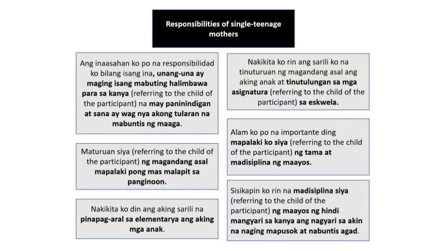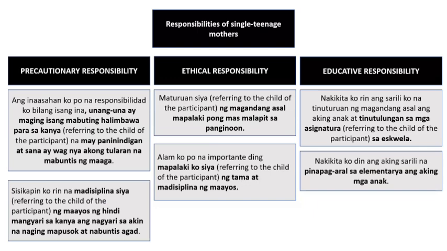Another one would be this one. These statements are all referring to responsibilities of single teenage mothers. If we would thematize each of them, one pattern could be like this. The first theme is precautionary responsibility. Precautionary responsibility, if we would have to define it, would refer to responsibilities of single teenage mothers that would caution their child to not experience the same thing that they have experienced.